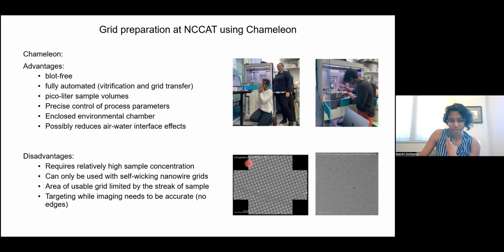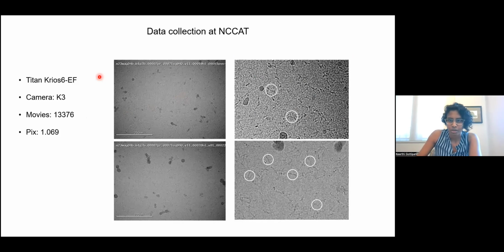So anyway, long story short, we were able to successfully get some good sample freezing conditions, and we saw good sample separation and accumulation on the ice. So with this, we went on to collect data. I'm trying to show you that we really do see RNA in the ice. So we collected about 13,000 micrographs, and these are the individual RNA particles that we see.